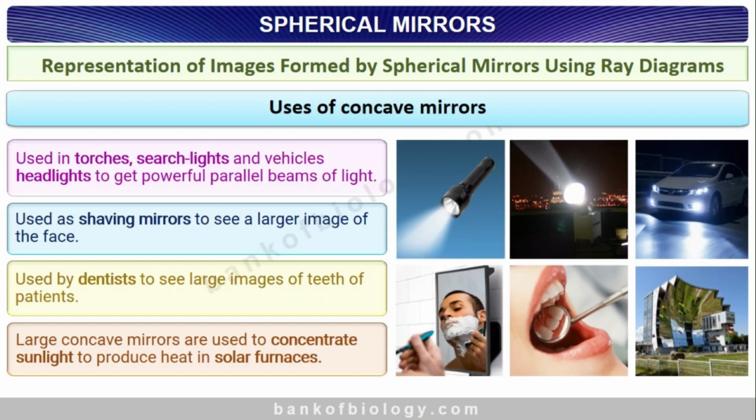Uses of concave mirrors. They are used in torches, searchlights and vehicle headlights to get a powerful parallel beam of light. Shaving mirrors are used to see a large image of the face. Dentists use them to see large images of the teeth of patients. Large concave mirrors are used to concentrate sunlight to produce heat in solar furnaces.